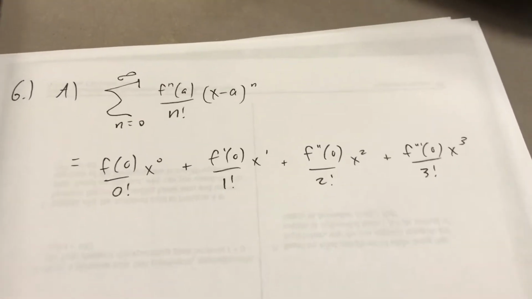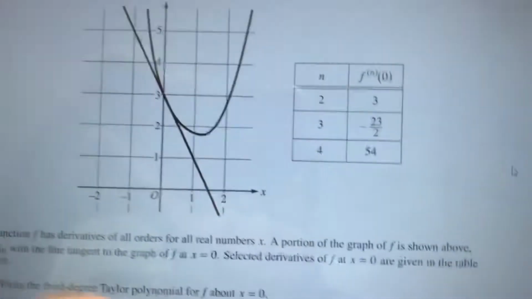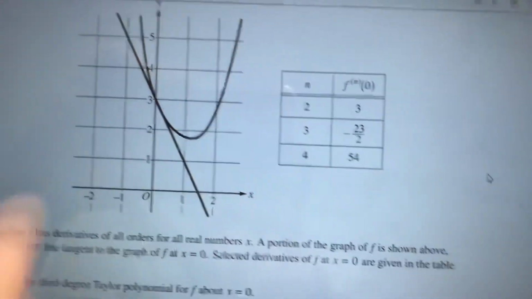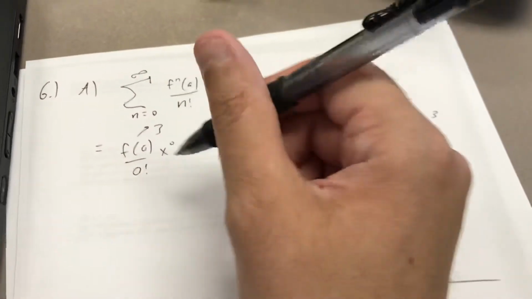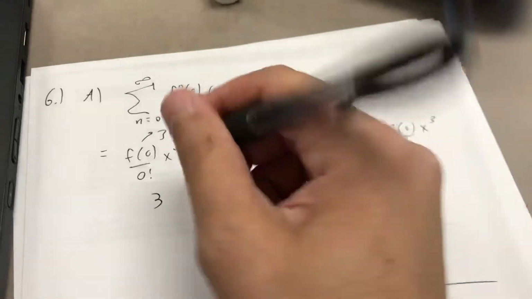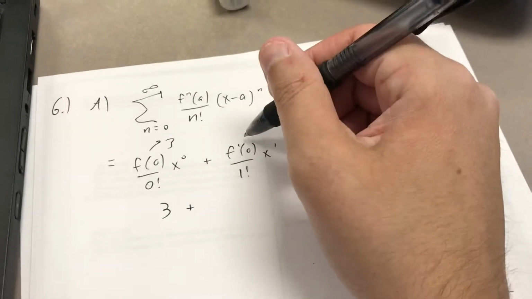Now, we need f of 0. If you go back and look, f of 0 in the original function is just 3. Okay, so that's going to be 3 over 0 factorial. And then x to the 0 is just 1, so we just get 3 as our first term. Okay, we need f prime at 0.